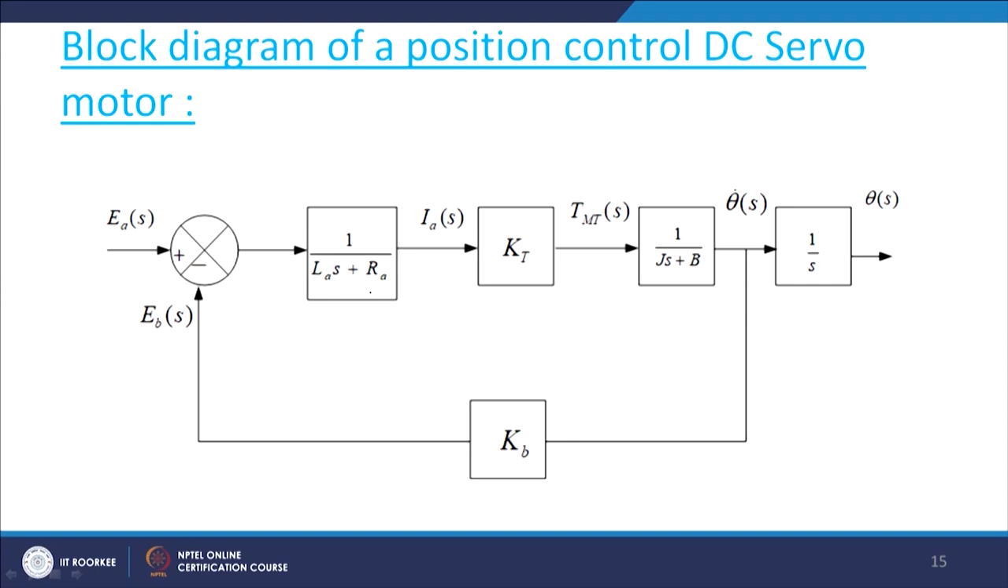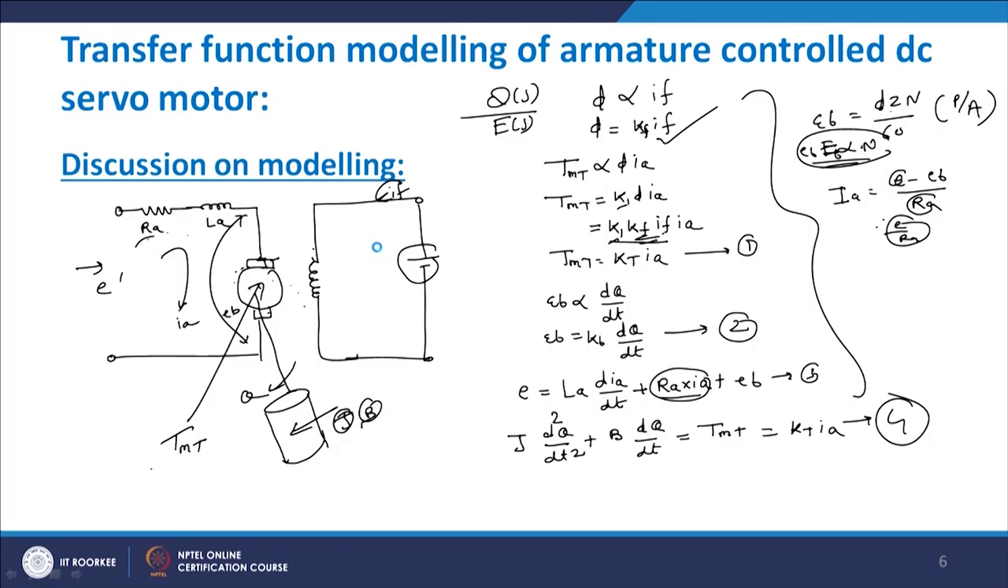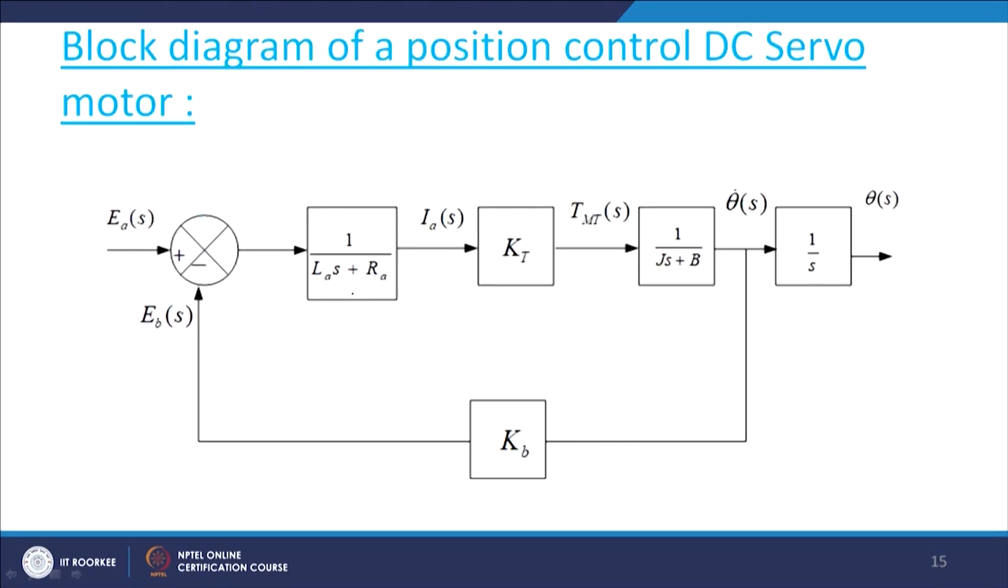Now you just see the block diagram of a position control DC servo motor. You will find that this is 1 by (L_A s + R_A). That means you can see the original figure. As we apply input, it has to move towards R_A and L_A, and because of this R_A and L_A, the current is flowing, and because of the current flowing, a torque is produced, and the torque is opposed by this J and B. Therefore, first of all, we have written the expression for L_A s + R_A. Then this is the constant, the rotor constant. We have got a torque. And that torque is opposed by 1 by (Js + B), and this is the back EMF.